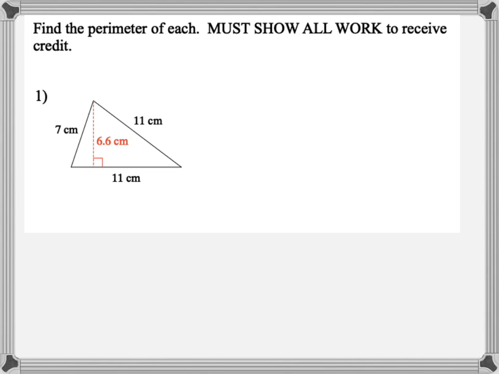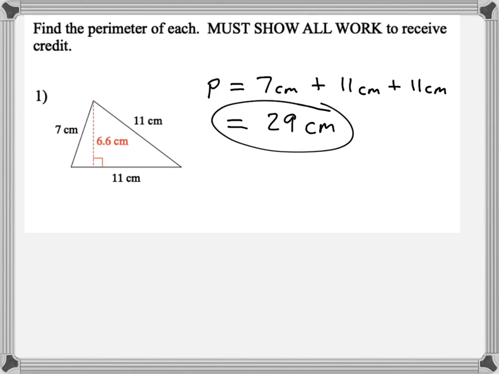Here your directions say find the perimeter of each, and you have to show all work to receive credit. So again, perimeter is going to be add up all the sides. So we have 7 centimeters plus 11 centimeters plus another 11 centimeters. So if we add those 3 numbers together, 7 plus 11 plus 11, we end up at 29 centimeters for our answer. Let's look at another example.